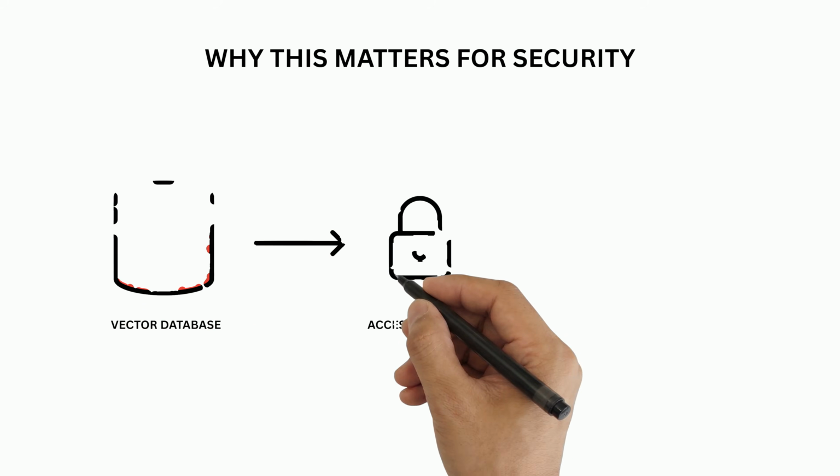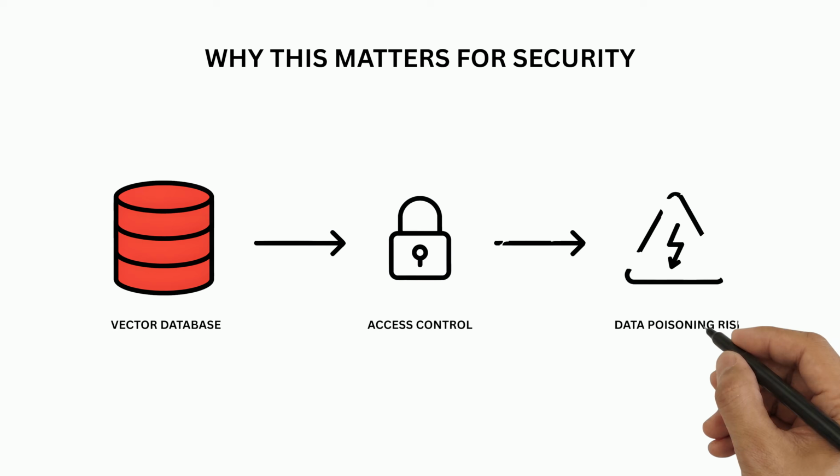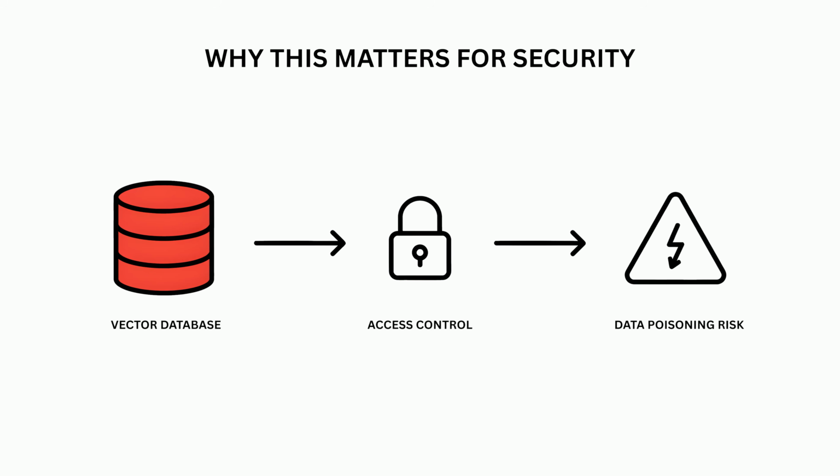A vector database is still a database. If it holds embeddings of sensitive documents, it needs the same access controls you'd put on the source data, since those embeddings can still leak information. There's also a newer risk, data poisoning. If an attacker can insert crafted content into the database that later gets retrieved by an LLM, they can influence what that model sees and responds with. A risk we'll dig into more once we cover retrieval directly.